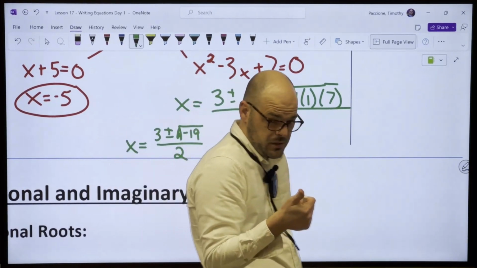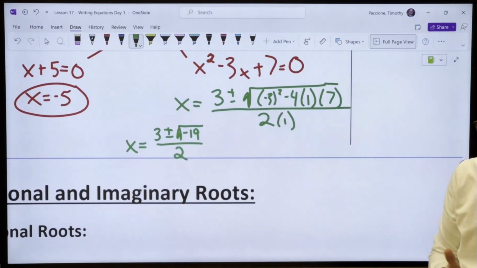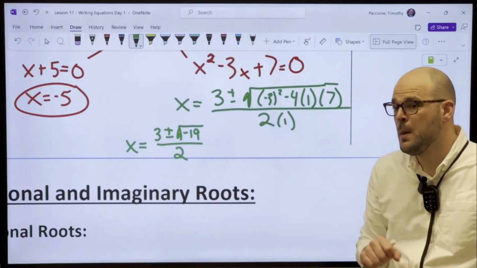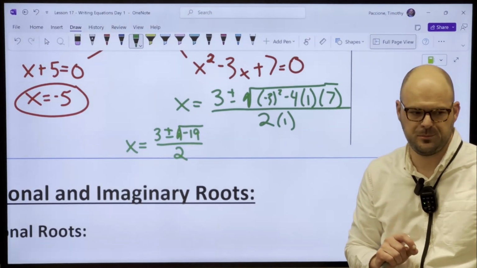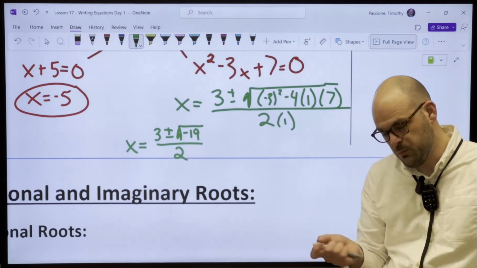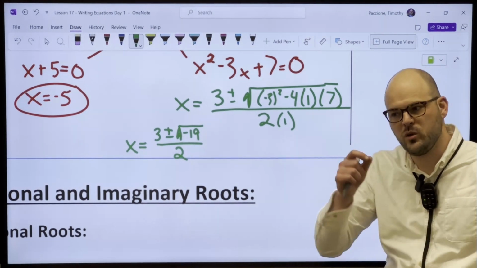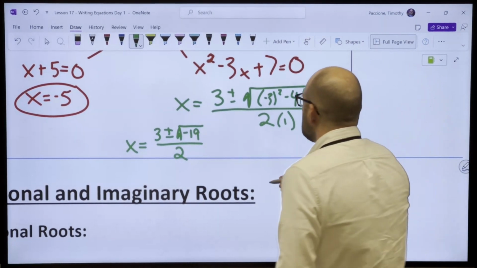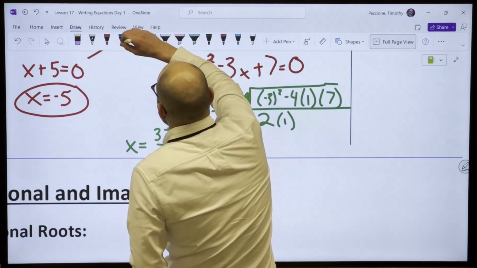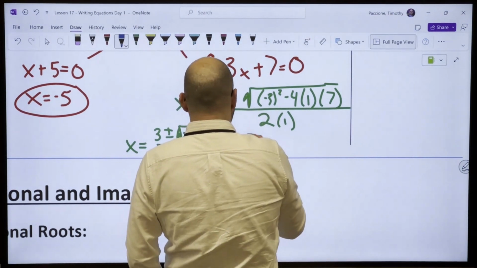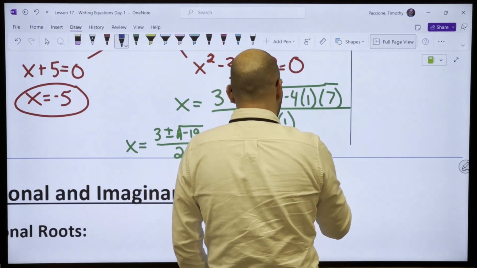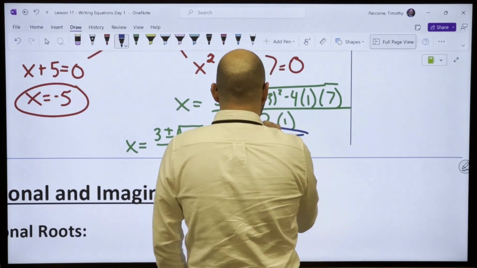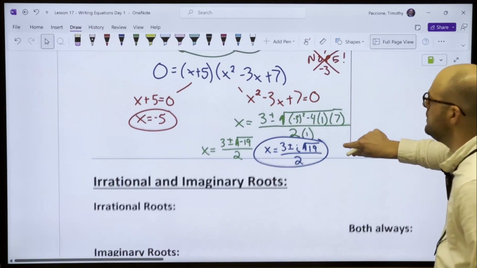Now we're pretty close, right? Because 19 is a prime number. You can't break it down. But I never leave a negative under a square root, right? What do I do instead? You pull out the square root of negative 1, which we call i. So my answer here is x equals 3 plus or minus i square root of 19 over 2. Okay, how many roots did I find?